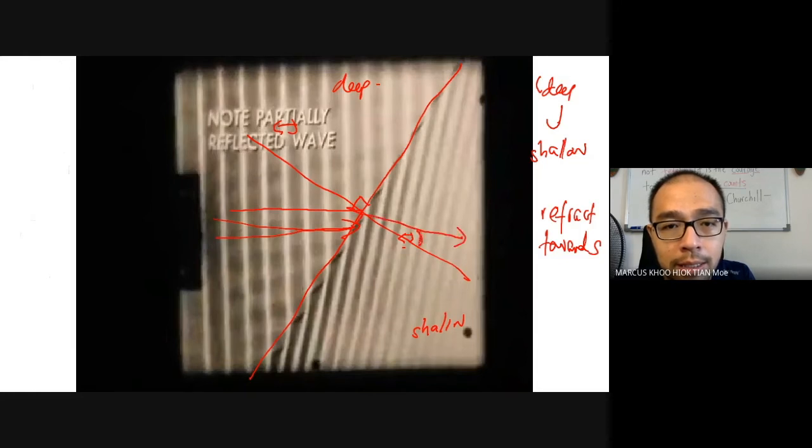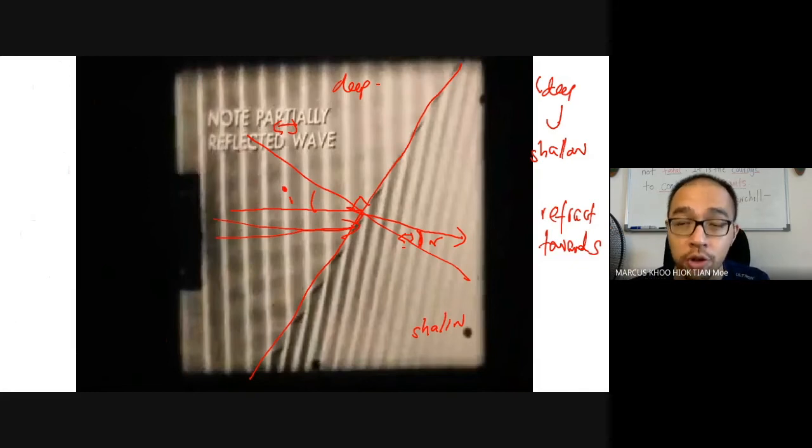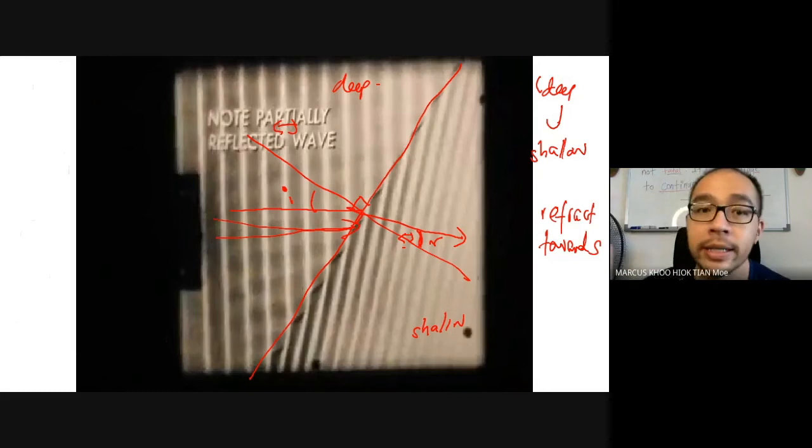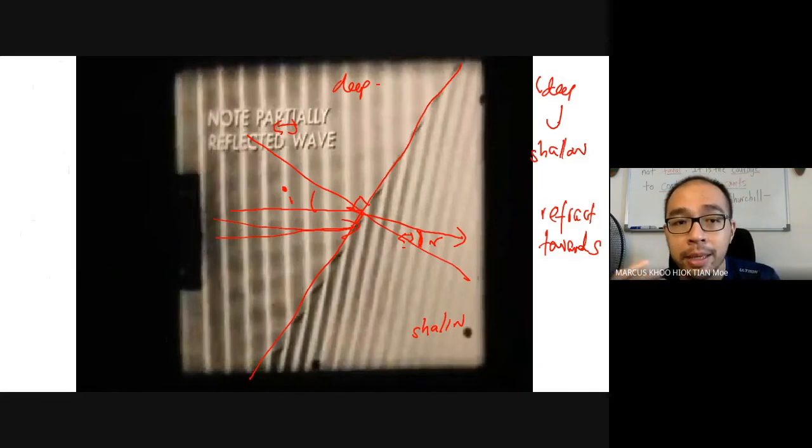Notice that this angle R and this angle I, R is smaller than I because it's reflected towards the normal. Okay, deep to shallow. If you are ever in doubt about which one, how do you know whether it is deep to shallow, if the I is bigger than R or R is bigger than the I?